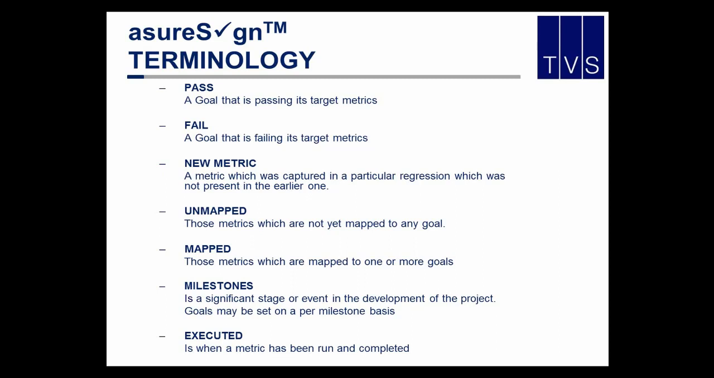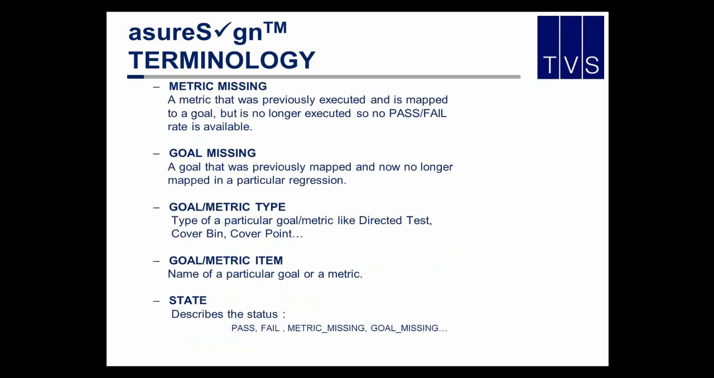Executed is when a metric has been run and completed, so that's when a test is actually running. The metric missing, this is a metric that was previously executed, so it's a test that used to run but is no longer executed, and you don't have a pass or fail rate, so it's essentially you've got a hole within your methodology. Goal missing, this is saying that there used to be a goal to test something within the test plan, but it's now been taken out. If it's been taken out and you still have the test there that was associated with it, you then have to ask yourself whether you still need that test or coverage point.